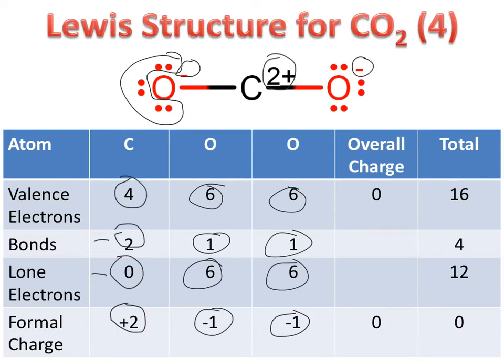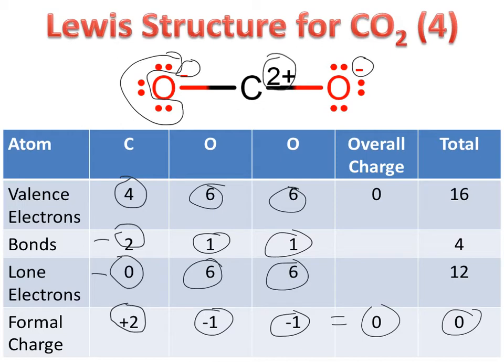Summing up the bottom row, 2 minus 1 minus 1 equals 0. 16 minus 4 minus 12 over here on the right-hand column equals 0. Our accounting chart shows that we've accounted for all the electrons and the charge, and we have a good start on our structure. However, this structure has a lot of formal charge. We do not like formal charges on our structure. If we can get rid of them, we will.